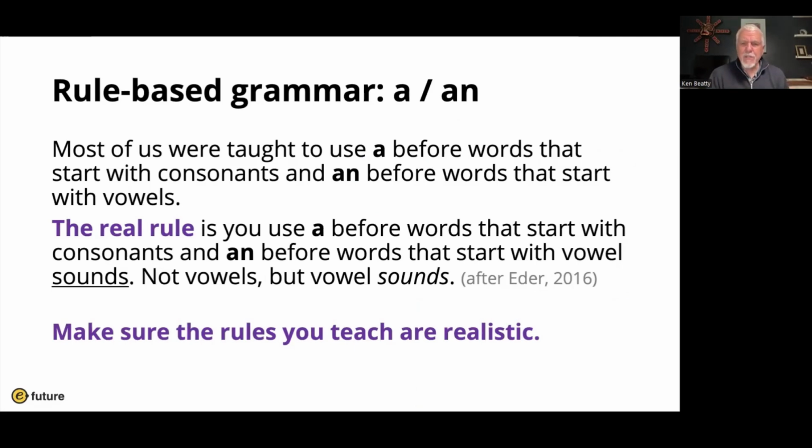Most of us were taught to use a before words that start with consonants and an before words that start with vowels. Right. It's a basic rule, but it's not the real rule. The real rule is you use a before consonants. That's true. But an before words that start with a vowel sound. It has to have the vowel sound, not vowels, but vowel sounds.